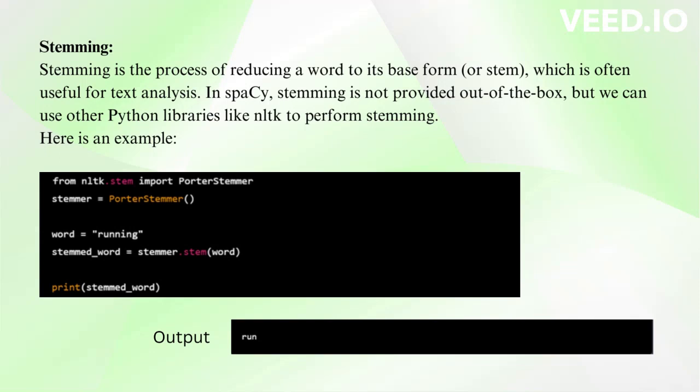Next is stemming. Stemming is the process of reducing a word to its base form, which is often useful for text analysis. In spaCy, stemming is not provided out of the box, but we can use other Python libraries like NLTK to perform stemming.